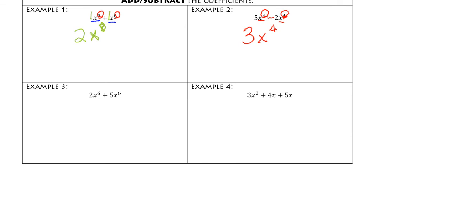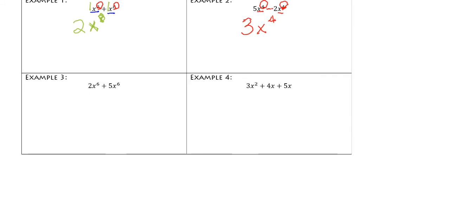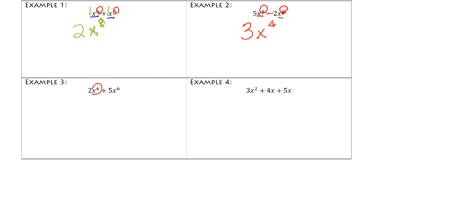Example 3. We have x to the 6th and x to the 6th. So again, it's going to be x to the 6th as our base. And we're going to need to add our coefficients here. So 2 plus 5 is 7. So final answer, 7x to the 6th.